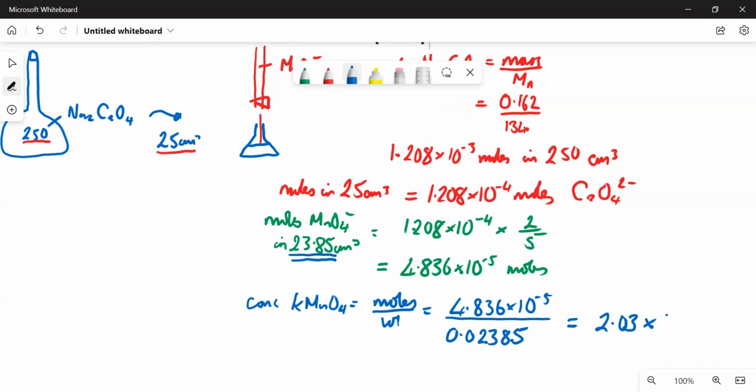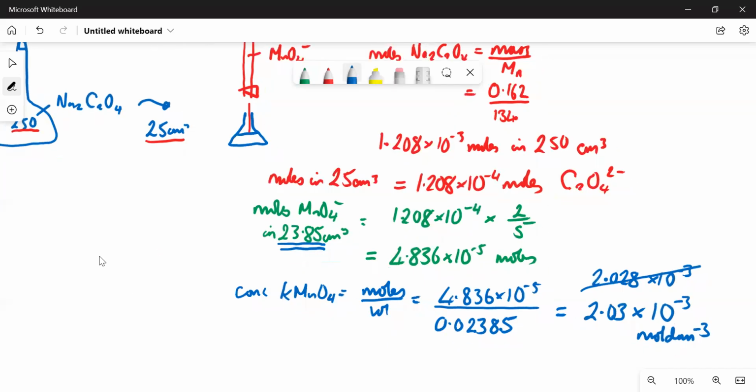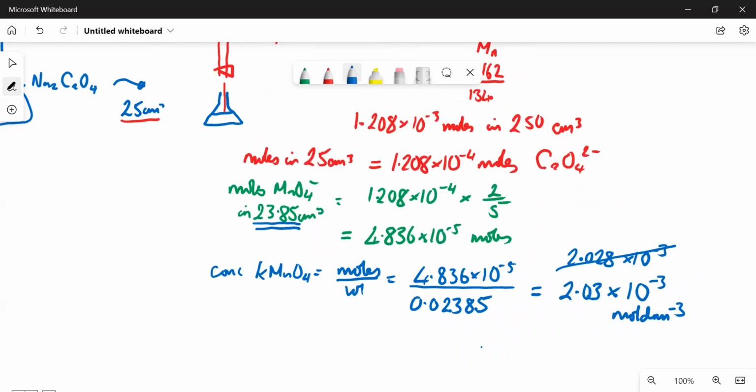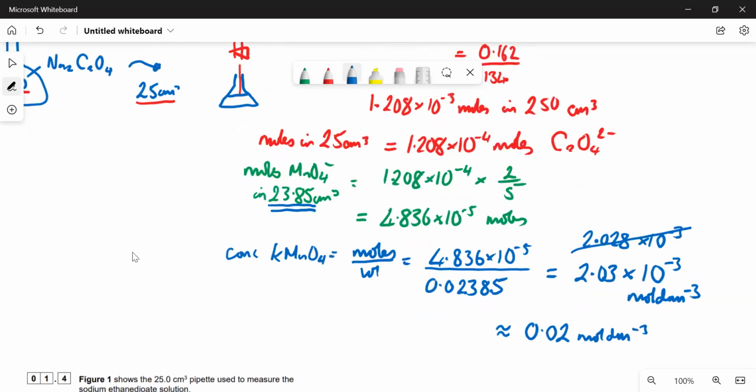2.028 times 10 to the minus 3, but we want to give our answer to 3 significant figures. So 2.03 times 10 to the minus 3 moles per decimeter cubed, which is about the right answer. When you do manganate titrations, you usually use a concentration of, which seems very low, 0.02 moles per decimeter cubed. Manganate is very strongly colored, even at those sort of concentrations, it's very, very dark.